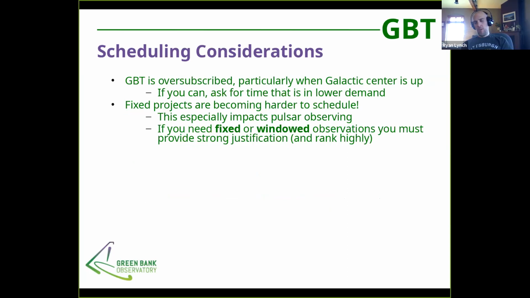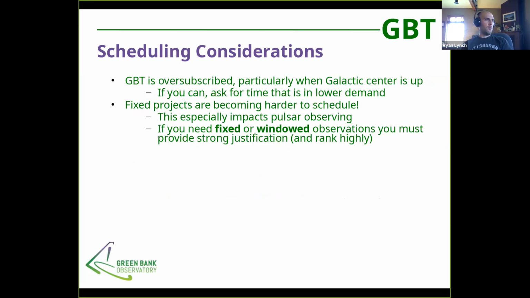So yeah, the GBT is oversubscribed depending upon the LST and frequency range by anywhere up to a factor of a few or more. So certainly if you can do your science by looking at objects that are outside of particularly oversubscribed ranges, particularly like the galactic center, that's great.